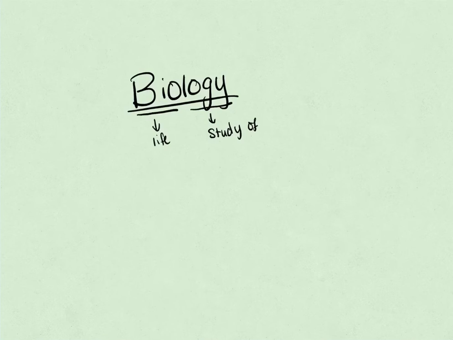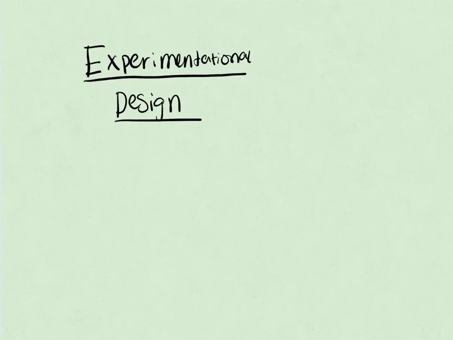Now, what is biology in its entirety? Biology is the study of organisms and the impact of microscopic organisms, such as cells, on macroscopic organisms, such as animals. Now let's talk about experimentation and experimental design. This is how biologists correctly carry out their experiments.